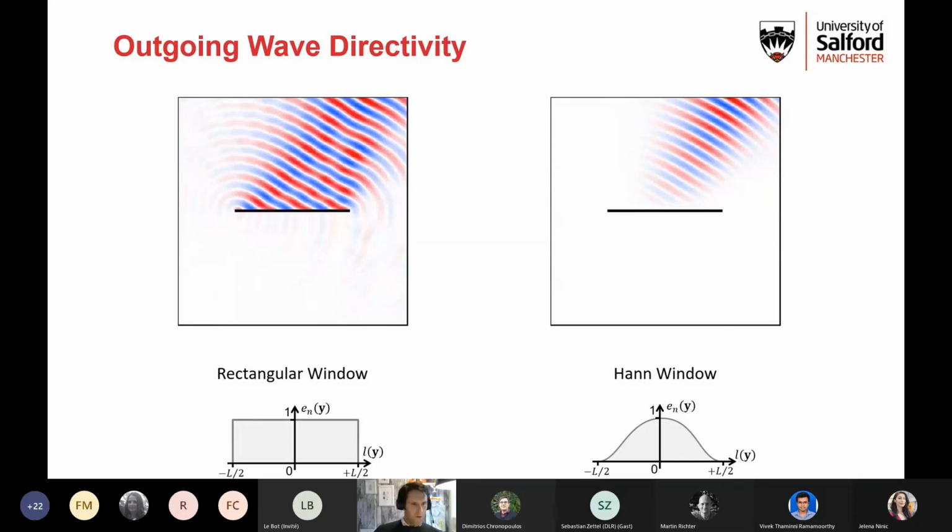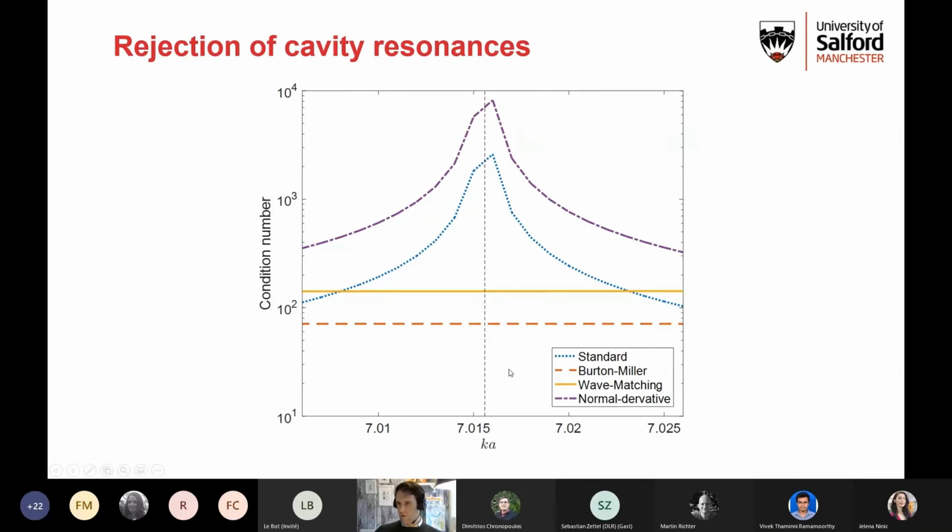Very quickly, because I'm watching the clock, related to this idea of input-output sensitivity is non-uniqueness and conditioning. I can explain this later if anyone wants me to, but we see that with these schemes, conventionally, if you go around a resonance of a cavity, which is the vertical dotted line, you'd see a peak in condition number. But both the standard regularized formulation like the Burton-Miller dashed orange line and this formulation using the Dirichlet-Neumann map in the testing integral, the yellow line, give you constant condition number that rejects this cavity resonance.